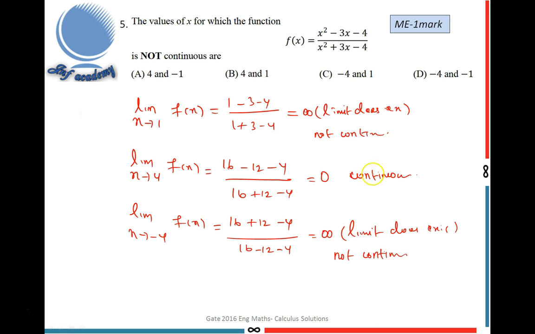So it is not continuous at the points 1 and minus 4. The answer is option C. So the final answer is option C.